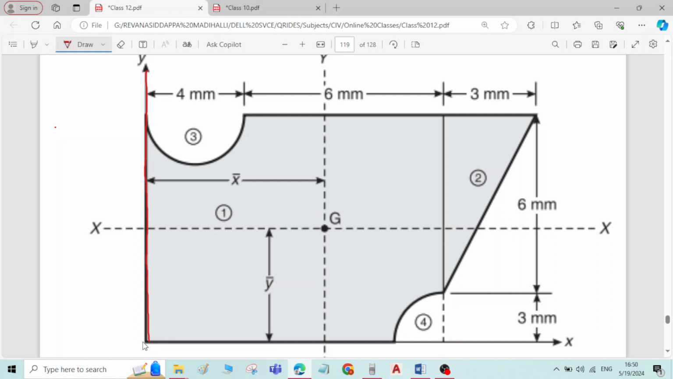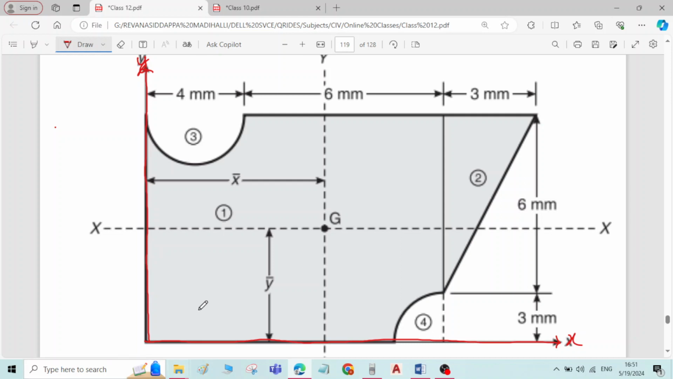This is the reference y axis and this is the reference x axis. Reference y axis and the reference x axis. So we have to find the area of shaded portion only to get the centroid of the shaded portion.